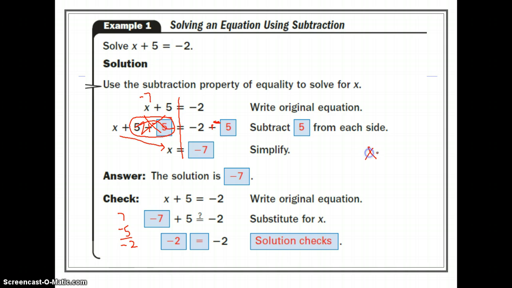Again, let me just quickly show you how it works when you want to do it vertically. Add a negative 5, add negative 5. This becomes 0. Bring down the x. Bring down the equal sign. The equal sign always kind of stays in the line, and that's negative 7.